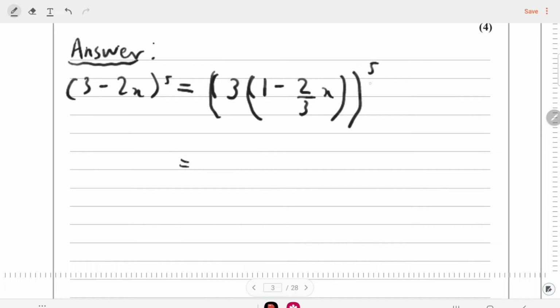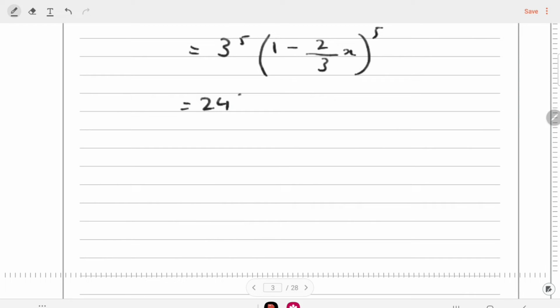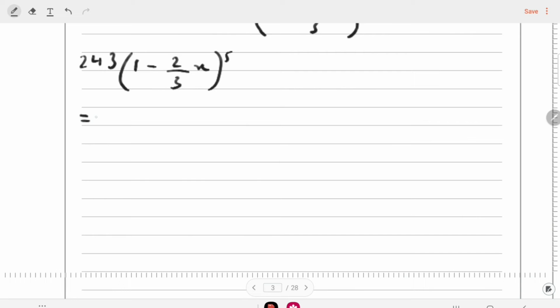So we assign power 5 to each of the terms. You write 3^5 (1 - 2/3 x)^5, and that's equal to 243(1 - 2/3 x)^5. Now we need to expand (1 - 2/3 x)^5 using the binomial expansion.